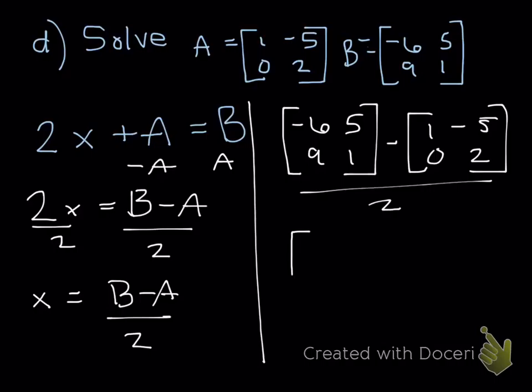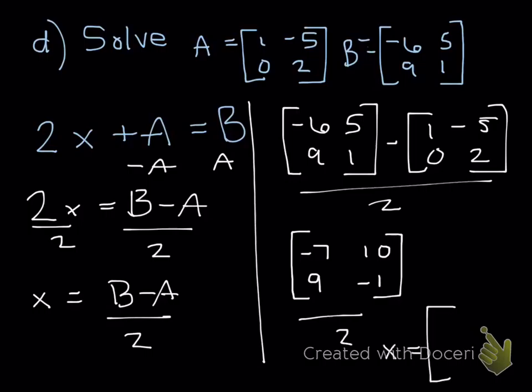So -6 minus 1 is -7, 5 minus a -5 is 10, 9 minus 0 is 9, 1 minus 2 is -1. And I still need to cut all these values in half. So my final answer when I cut these all in half would be -7 halves, 5, 9 halves, and -1 half. So here we did some simple calculations and we were able to solve for X.